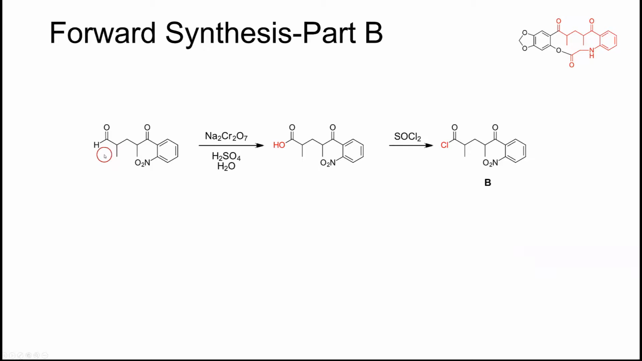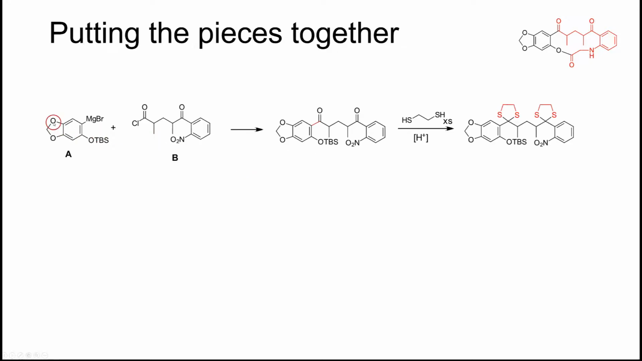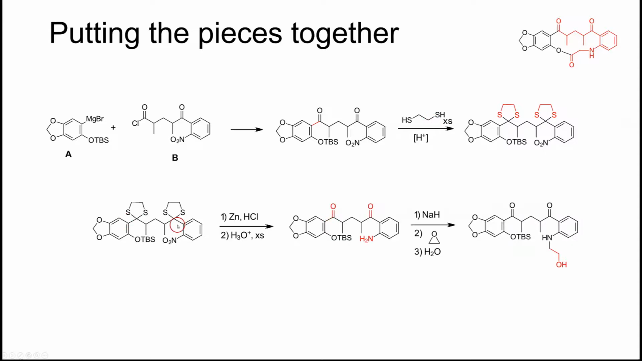After I had this aldehyde here, I'm going to oxidize it to the carboxylic acid, convert it to the acid chloride, then go to the next part of the molecule. In hindsight, now that I'm looking at this, it might have been a better idea to use the copper lithium here. I'm going to protect both of these ketones with the ethane dithiol, so I would use this in excess. And then with that piece, I will reduce my nitro group with zinc and HCl, add sodium hydride, and react this nitrogen with the epoxide.